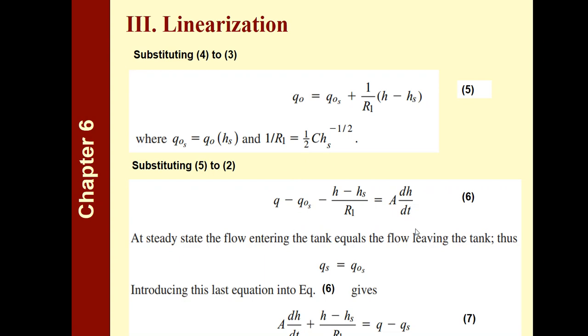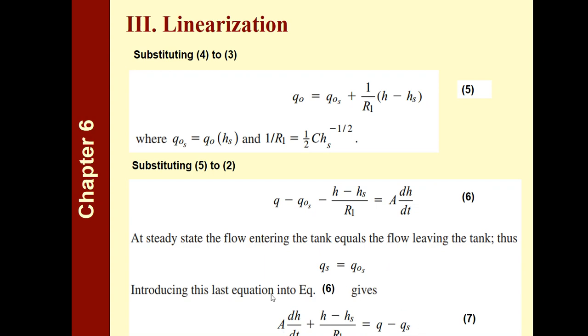Now it is linear. All you have to do is make sure that this q sub os is changed to qs, because at steady state your qs and your q sub os are just equal. So you change this one to qs. Now your equation 6 becomes this one. The q sub os here is changed to qs.